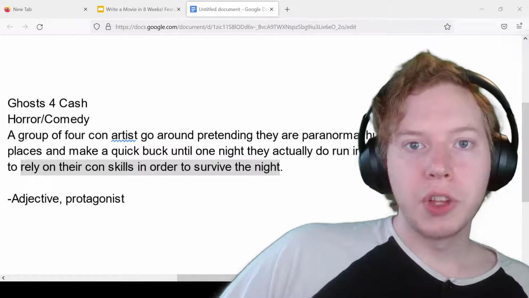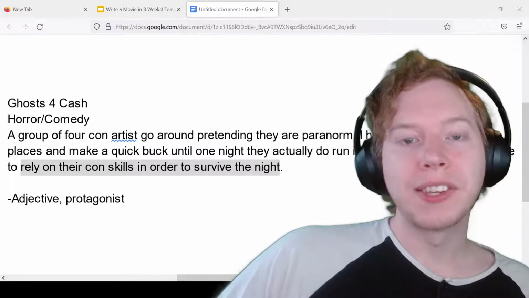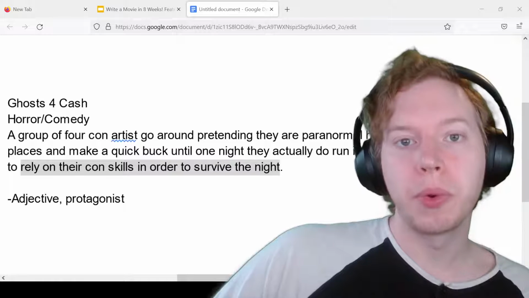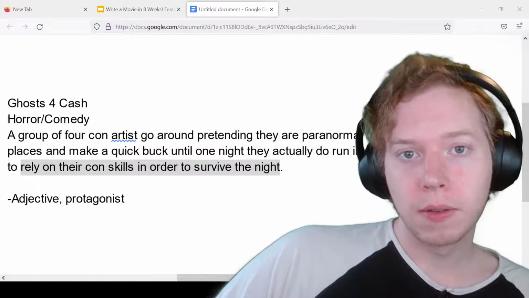But when you say con, do you mean they're ex-cons, like ex-convicts, or do you mean con as in confidence, like they're tricking people? Con artists are people who trick people into giving them their money, right? Exactly. So they're conning people for their money.